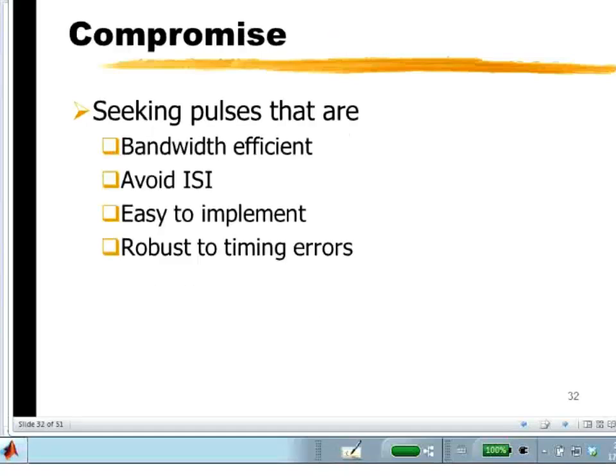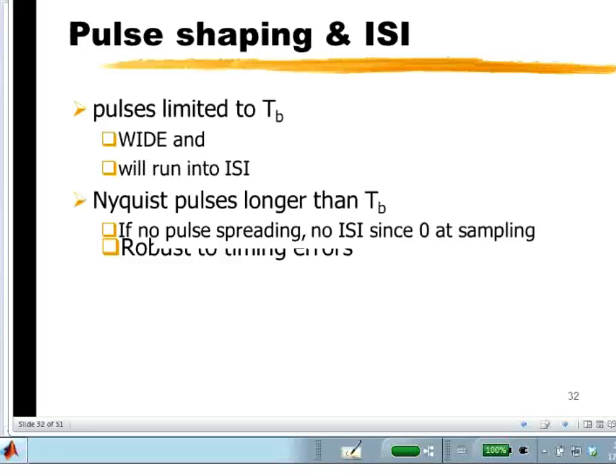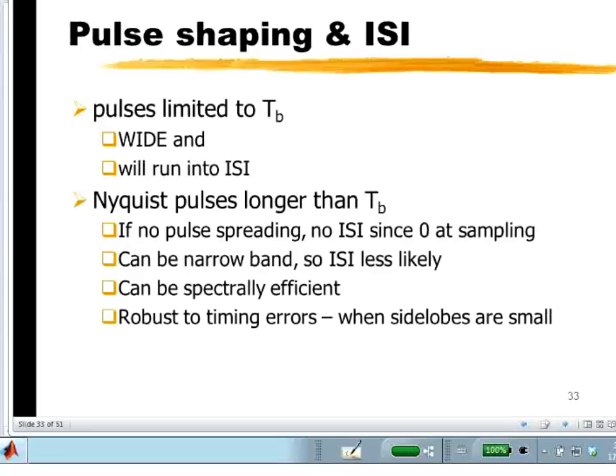So I said that we have a family of Nyquist pulses that we can use, and what do we want to achieve? Why do we have such a wide selection of pulses? Well, we want to trade off to try and get something that is bandwidth efficient, but can also help us avoid ISI due to filtering effects. And of course, bandwidth efficiency will do that. It'll help us avoid ISI. Something relatively easy to implement and something that's robust to timing errors. And I'll show you how these nice pulses can achieve them.